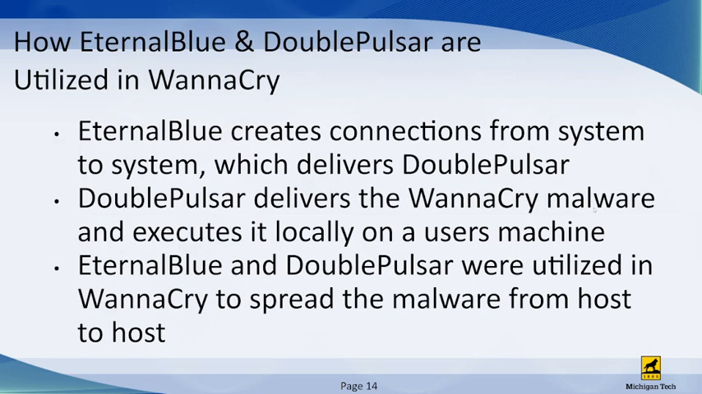So how do they work together? Basically, EternalBlue creates the connections from system to system, delivering DoublePulsar, and DoublePulsar installs and executes the WannaCry software on the user's machine. These exploits work together to spread WannaCry from one host to another, causing super widespread damage.